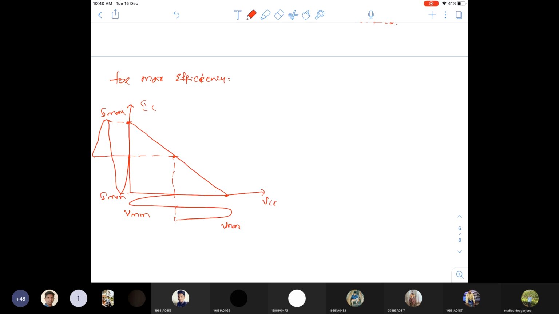So from this, what is I max? What is this point? This is Q, ICQ comma VCQ. So this is VCQ, this is ICQ. What does I max become? From here to here, what is this value? ICQ, right? From the origin point to the midpoint is ICQ. So this peak, what does it become?